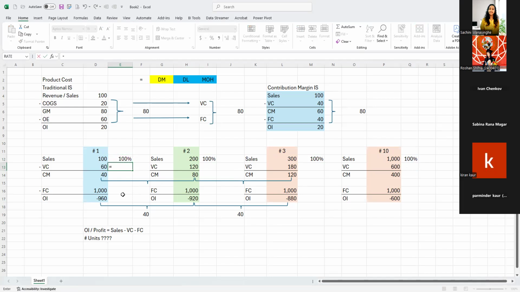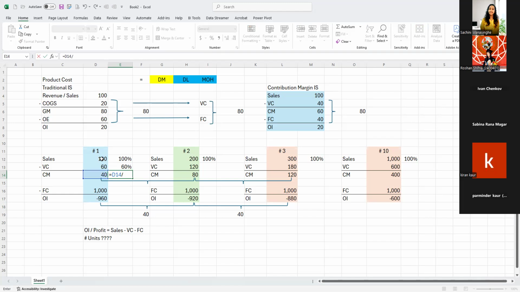How am I going to calculate it? Variable cost divided by sales. How much is that? Can you see it? Yes, sir. Now, how much is the contribution margin as a percentage of sales? 40%.